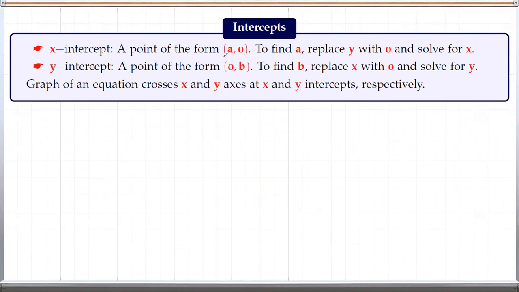An x-intercept is a point of this form, (a, 0). Here we have a particular value of the x coordinate and the y coordinate is 0. So that means to find a, replace y with 0 and solve for x.